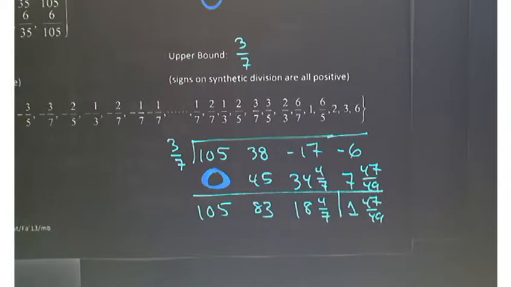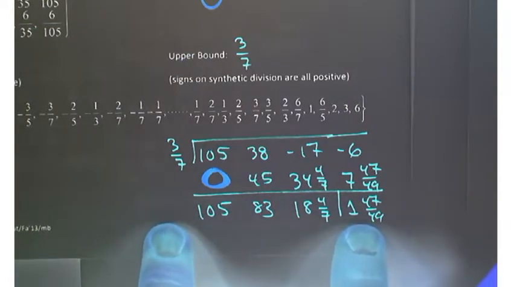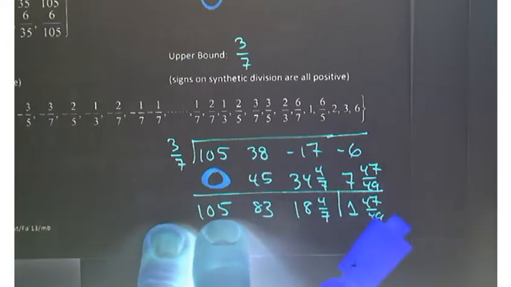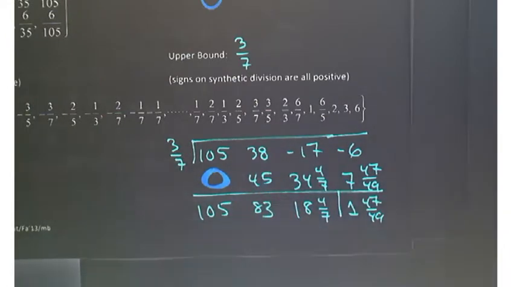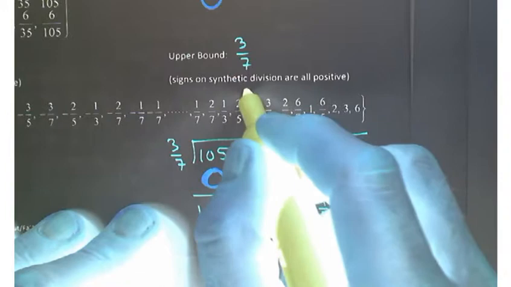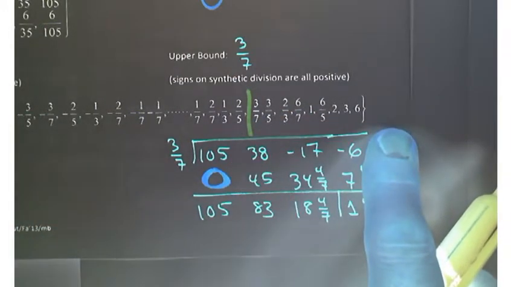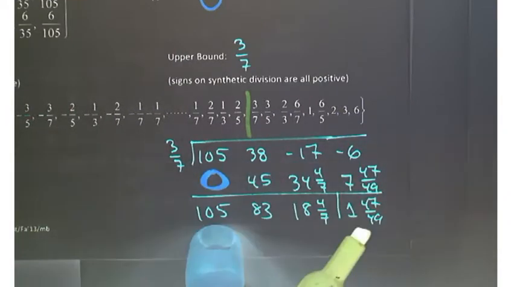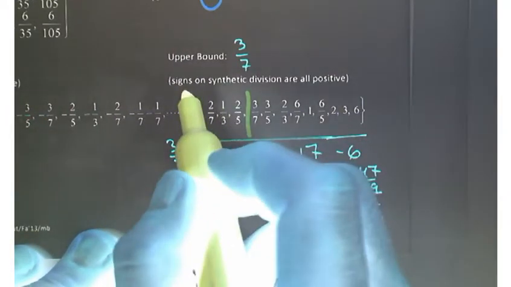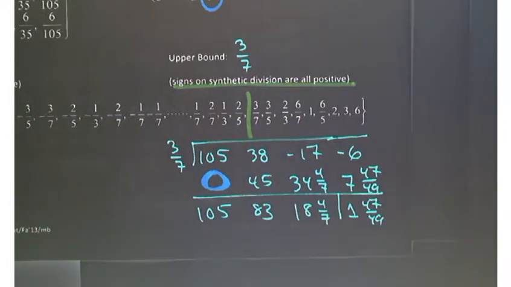But the benefit, though, of doing it this way is that we did find out that whatever the roots are, this is bigger than the roots. In other words, this is an upper bound. Your root has to be less than that. So you can kind of draw a little line in the sand. You don't have to check anything to the right of 3/7 because all these are positive, making that an upper bound. All right, that's a little bit of an extra bonus.